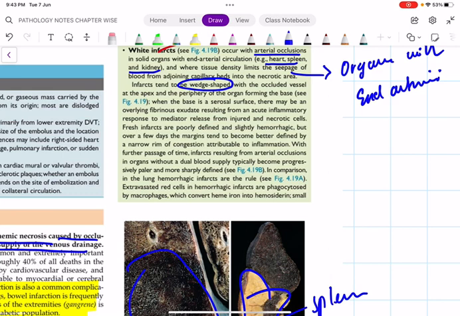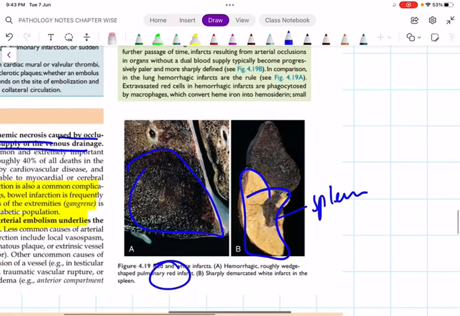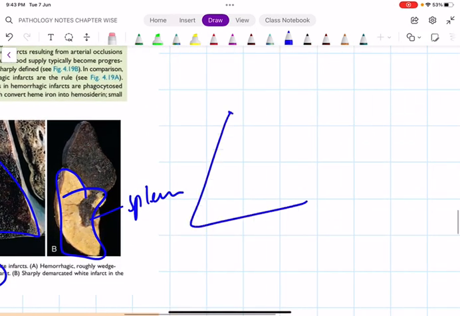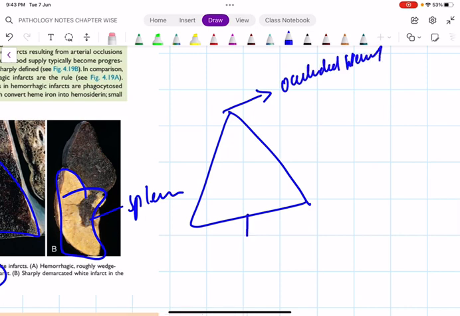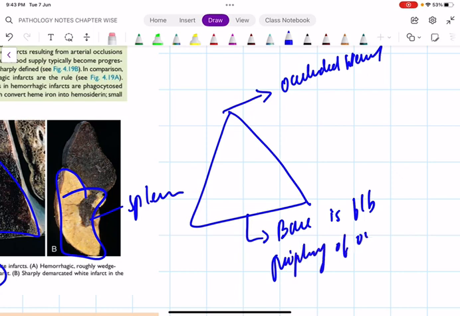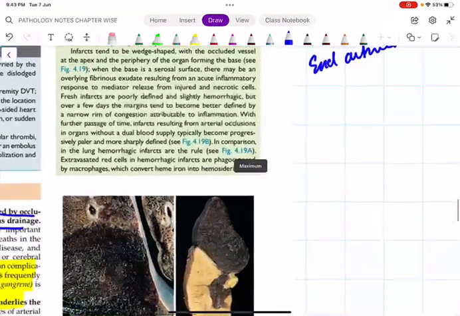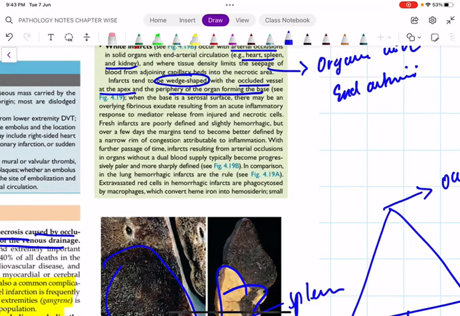Why does this occur like a wedge shape? Remember, in this wedge shape, the occluded vessel will be at the apex and the periphery of the organ will be forming the base. Suppose this is a wedge shape. In the apex we have the occluded vessel and the base is formed by the periphery of the organ. Fine? Yes. Okay.